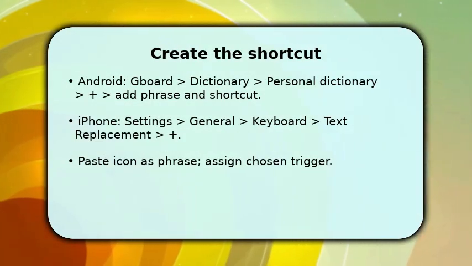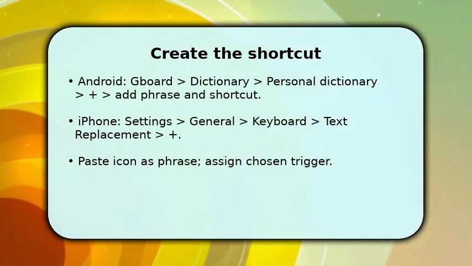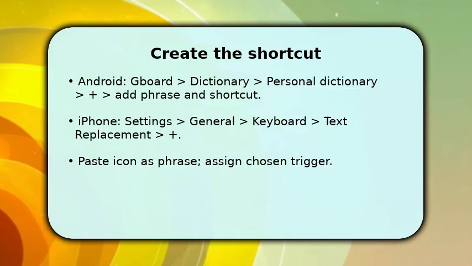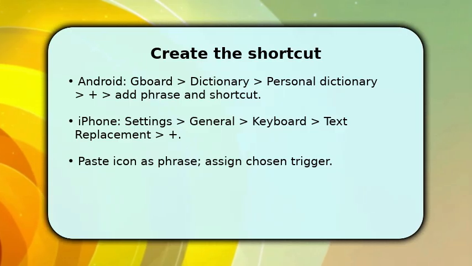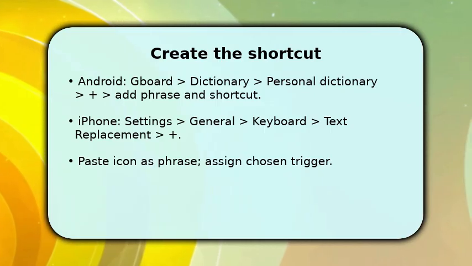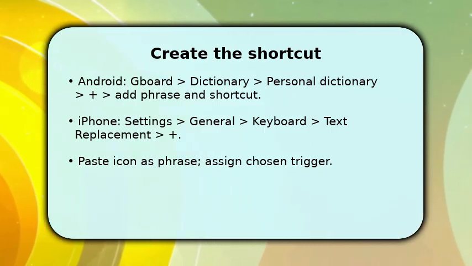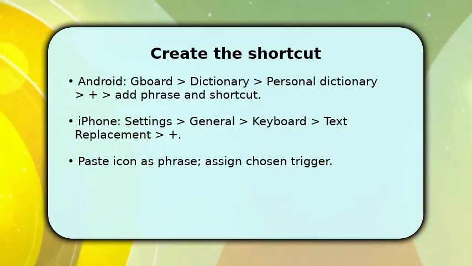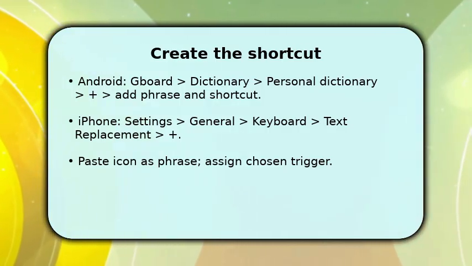On Android, open Gboard, go to Dictionary, then Personal Dictionary, pick your language, tap Add and paste the envelope emoji as the phrase and type your trigger into the shortcut field. On iPhone, go to Settings, General Keyboard Text Replacement, tap plus, paste the icon into phrase and put your trigger in shortcut. Once saved, the keyboard will replace the trigger with the icon as you type.